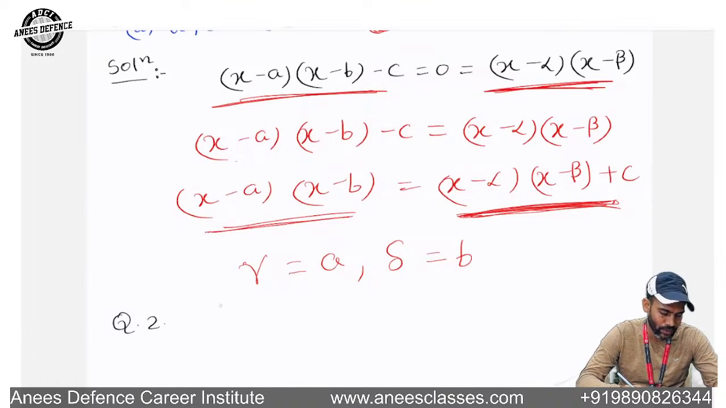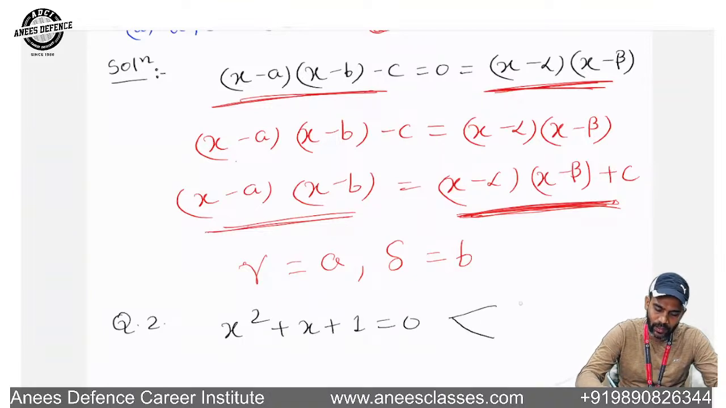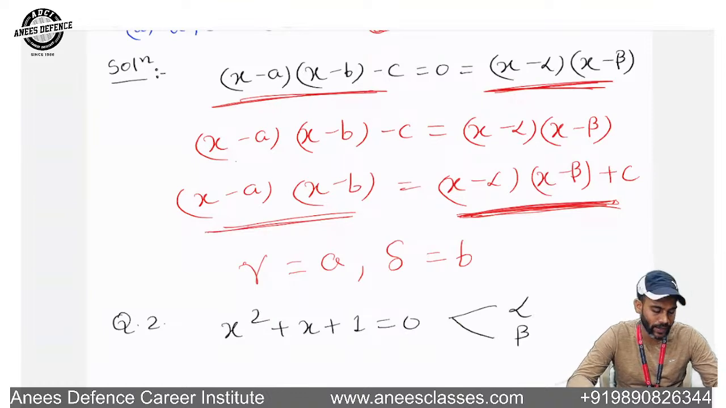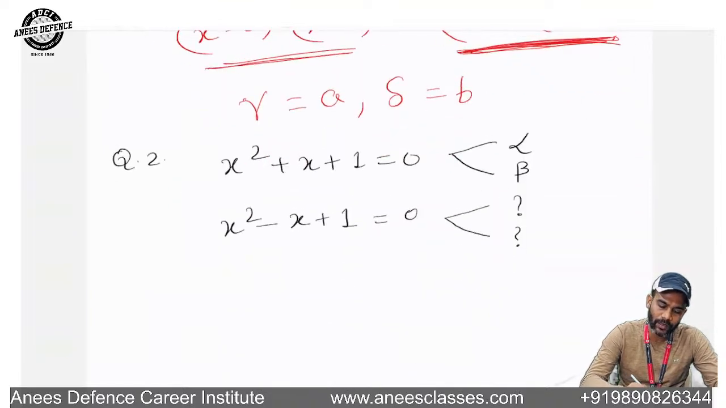Now, please try to solve this particular question. If alpha and beta are the roots of this particular equation, x square plus x plus 1 is equal to 0, the roots are alpha and beta, then which one of the following are the roots of this particular equation: x square minus x plus 1. You need to find out the roots of this equation in terms of alpha and beta.